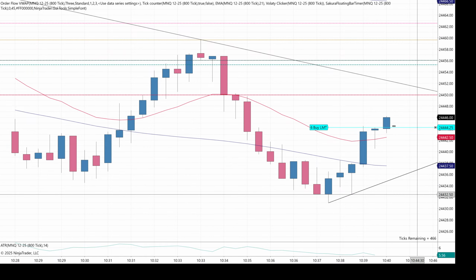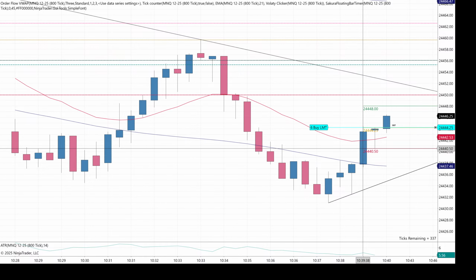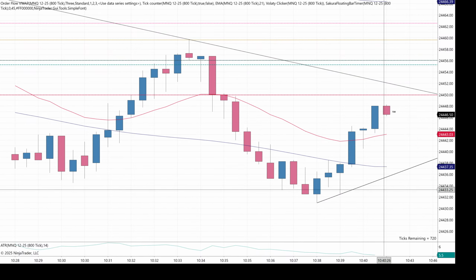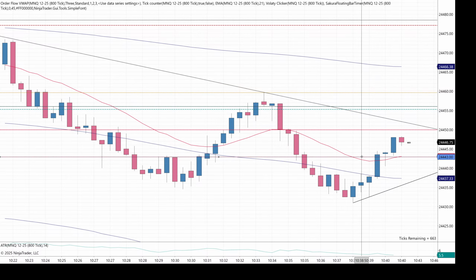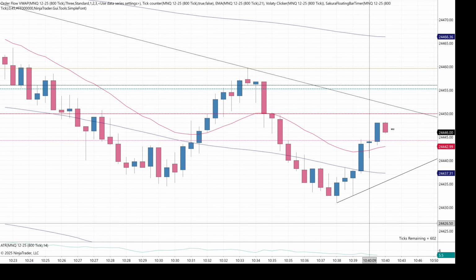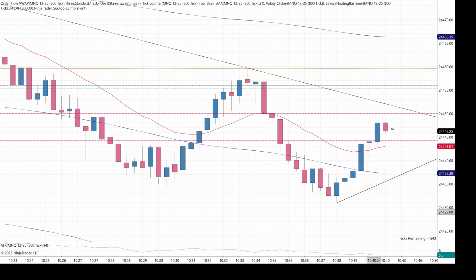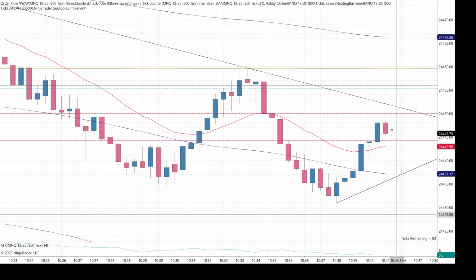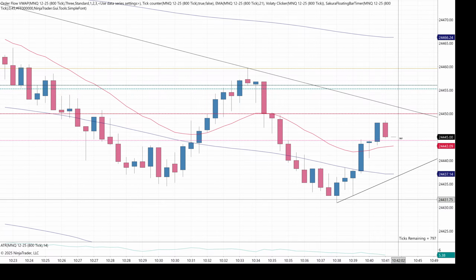Oh, this was the trigger. This candle. Huh, hit it. It stinks. Okay, runner's taken out.